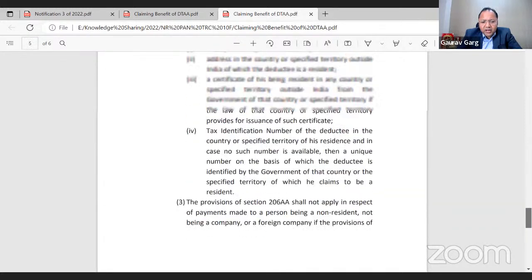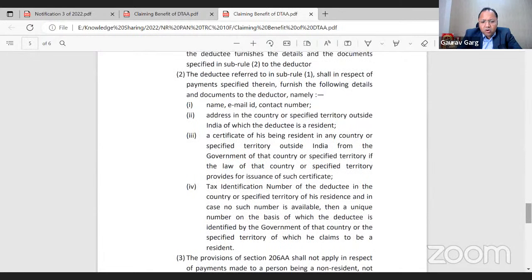But interestingly, it does not talk about Form 10F. So now, I have got two options. One, if I want to opt for the treaty benefit, I should have both TRC and Form 10F, and 10F needs to be filed online.